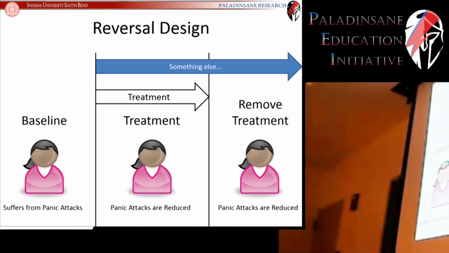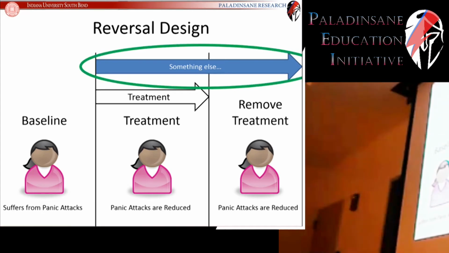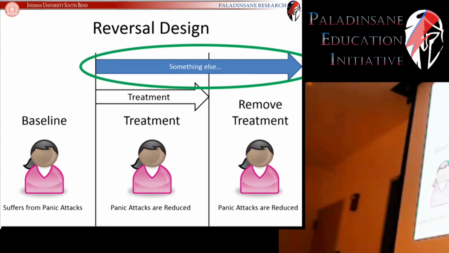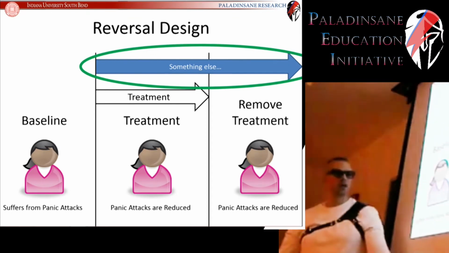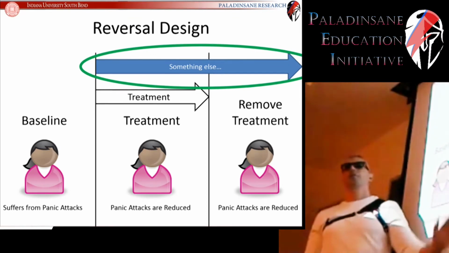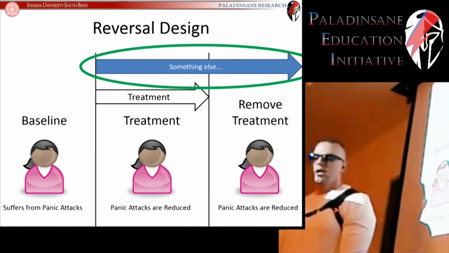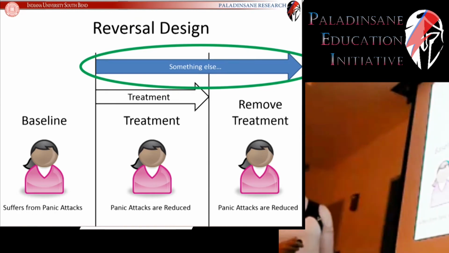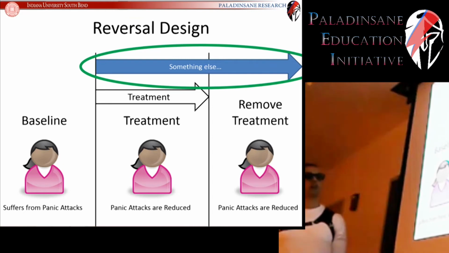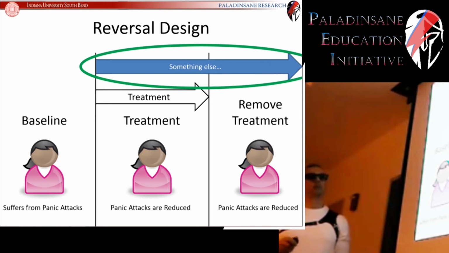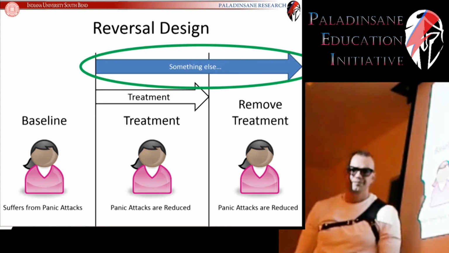That's an indication, if they remain reduced, that something else is causing this reduction in panic attacks. And if this pattern occurs, then you sit down with your client and you basically say, hey, do you remember when we started the treatment? Tell me about other things in your life that changed. Tell me about other stuff that might have happened. And you try to figure out, what is this something else that caused these panic attacks to be reduced? And then maybe you design your treatment program around that something else.